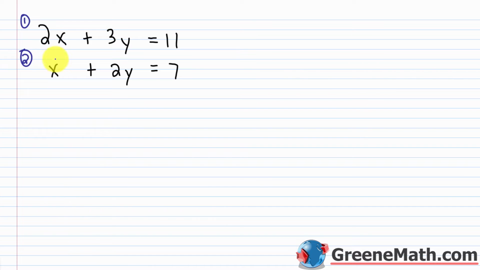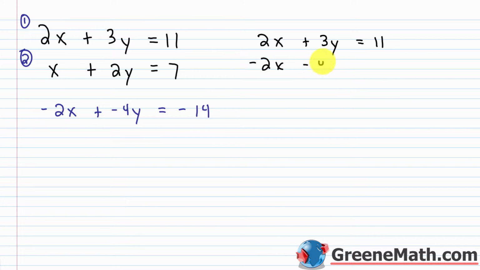Well, I know that I can eliminate x if this was negative 2 here. And the way I can do that is I can multiply both sides of this equation by negative 2. So if I did that, what I would have is a negative 2x plus negative 4y equals negative 14. So I could write that I have 2x plus 3y equals 11. And I have this other one, negative 2x minus 4y is equal to negative 14.